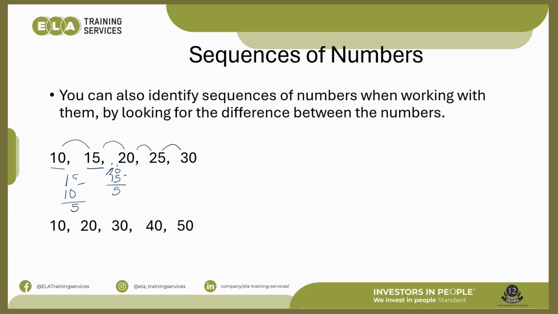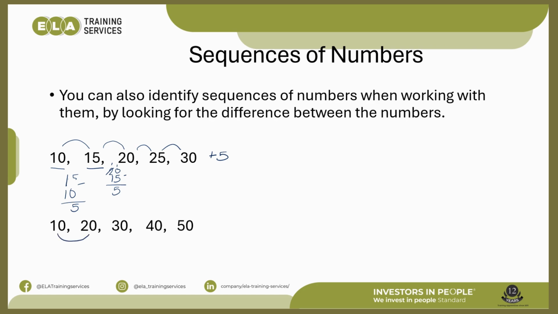That's only part of the sequence. The next thing we have to think about is, are these numbers going up or down? If they're going up, as these are, it's plus 5 each time. However, if they were going down, it would be minus 5. Let's look at the next sequence.